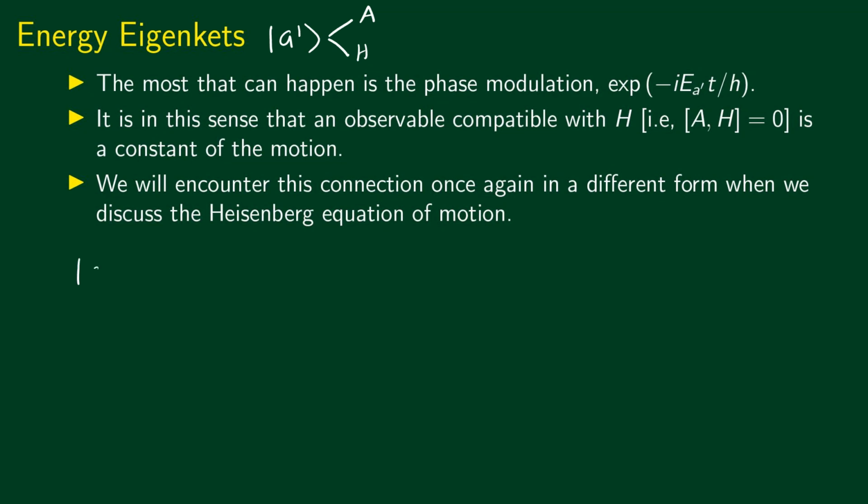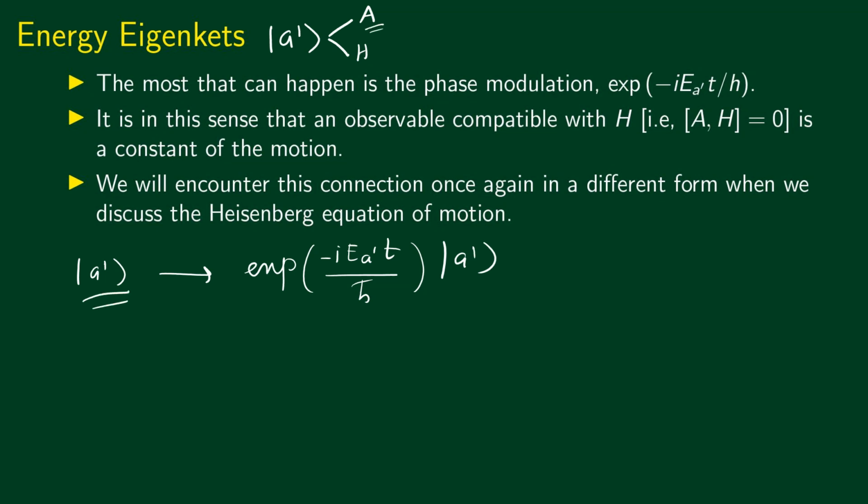So the most that can happen under time evolution is that |a'⟩ just gets multiplied by a number, a pure phase factor. Now, if |a'⟩ is an eigenket of operator A with eigenvalue a', then so is this thing, because this is just a number multiplied by the same ket. This is also an eigenket of operator A with the same eigenvalue a'. So we see that the eigenvalue a' does not change with time. It is in this sense that we say that an observable compatible with the Hamiltonian is a constant of the motion, does not change with time.